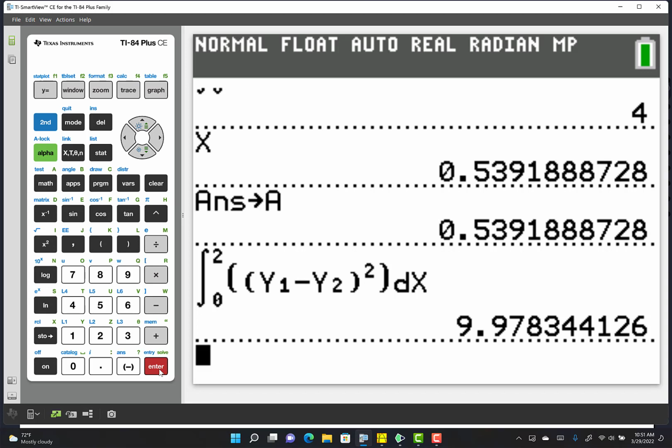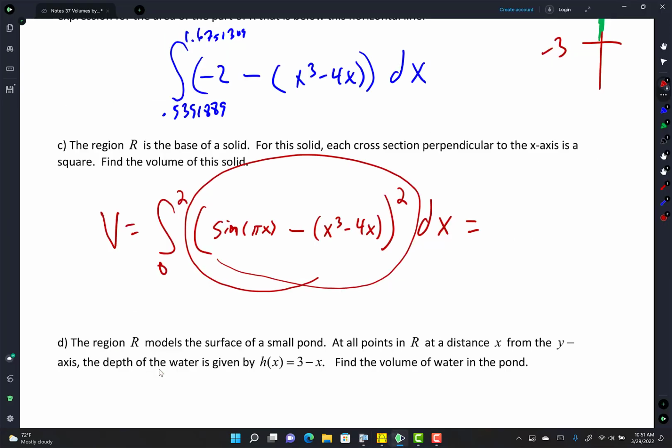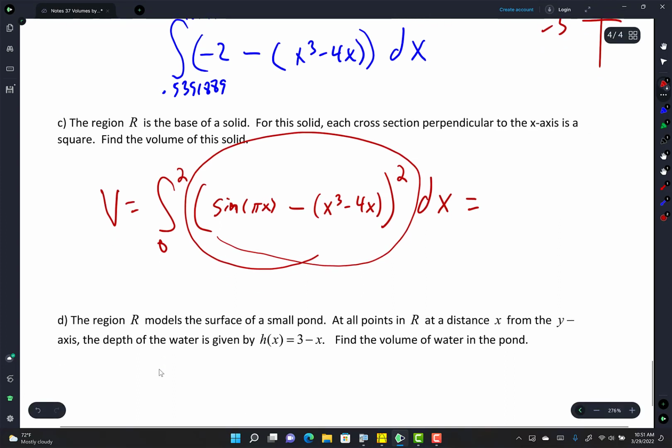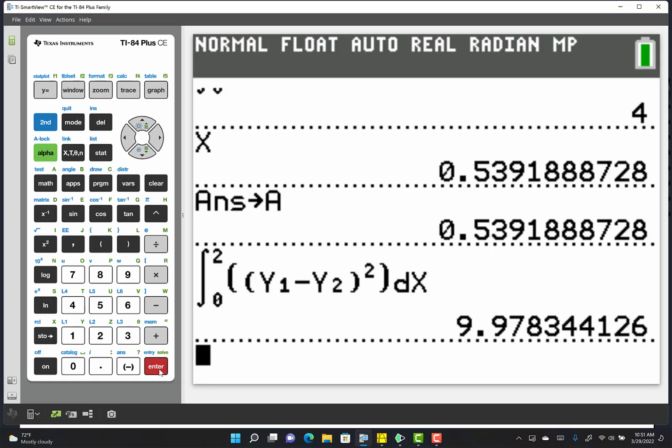9 point, how many digits? At least 3. Can you always put more? Yes, if you want to put them all, put them all. 9.978. If you have a TI Inspire, you got to use the float feature to get all your decimals. 9.978. I'm going to put more digits. 978344.